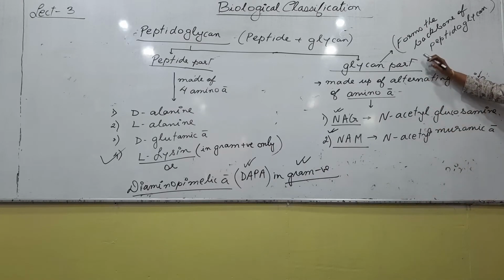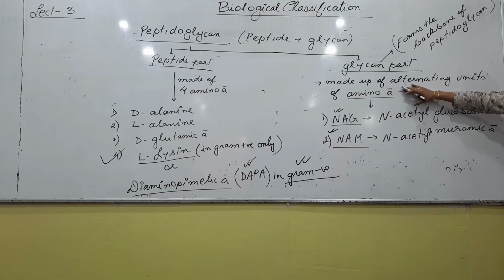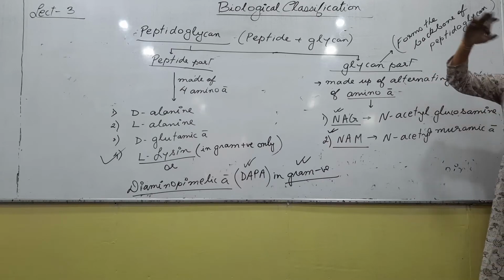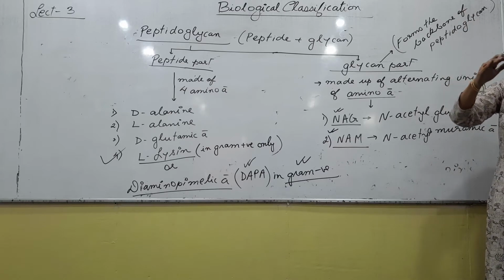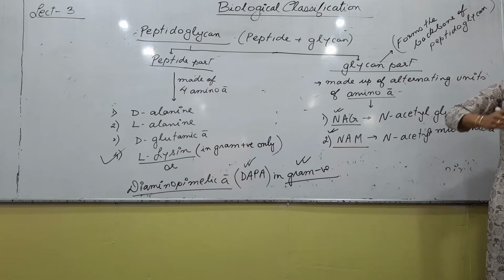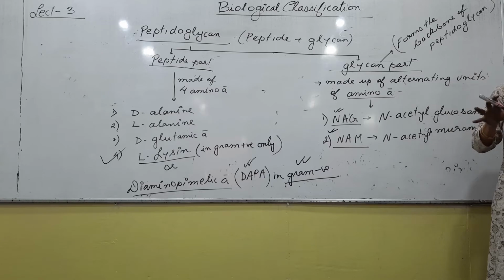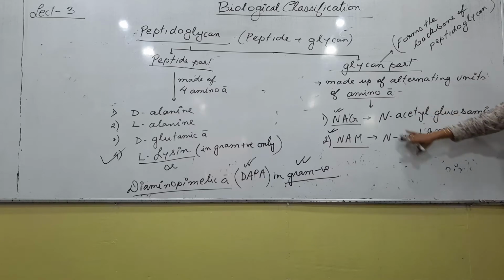Next is coming to the glucan part. Glucan part is made up of alternating units of amino sugars. Alternating, I think we understand. If NAG is there, next time you'll have NAM, and if the next time it's NAM, the next time you'll have NAG, so it will be in an alternating sequence, right? NAG and NAM, it's important.